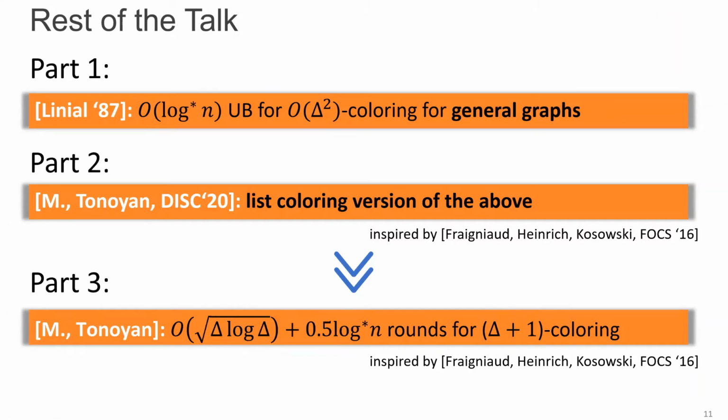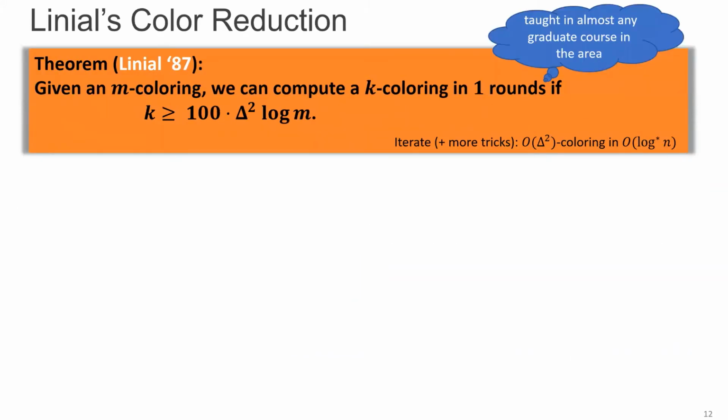Okay, so let me begin with the first part, revisiting Linial's result. At the very core of his result is a very simple one-round color reduction. There you're given an M coloring and you compute a coloring with significantly fewer colors, a K coloring, and K is roughly the order of delta squared here. And then how does he obtain his main result?